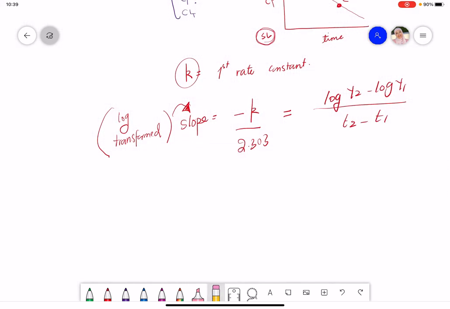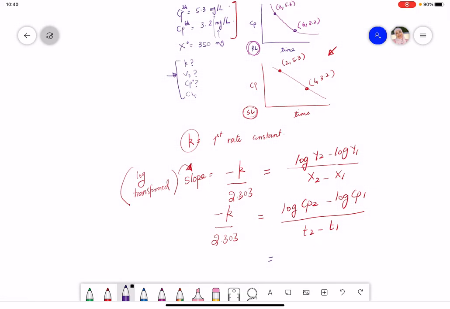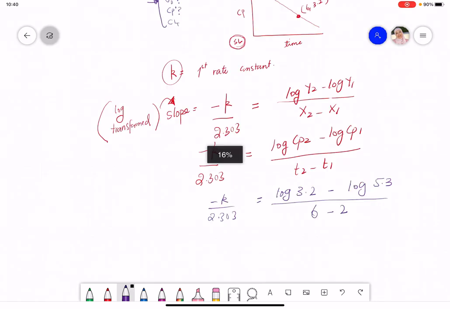Or let's just keep it as x2 minus x1, okay? Which would be equal to log CB2 minus log CB1 over t2 minus t1, which would be equal to minus K over 2.303, okay? If you substitute your numbers, you will have log 3.2 minus log 5.3 over 6 minus 2, equals minus K over 2.303, okay?